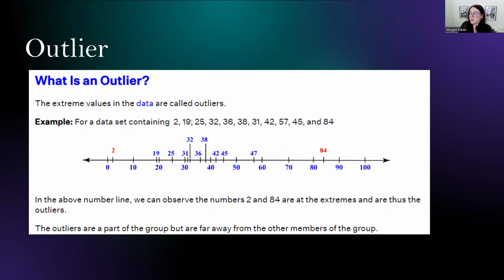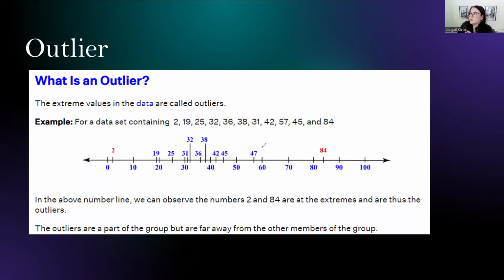given a data set. So again, we're going to look at this data set, and you're going to notice that most of the numbers are going to cluster in a certain way, but then you're going to have, in this situation, two numbers that do not quite fit in or are oddballs compared to the rest of the data. So our data set is 2, 19, 25, 32, 36, 38, 31, 42, 57, 45, and 84. Now they went ahead and graphed all of these on the number line.